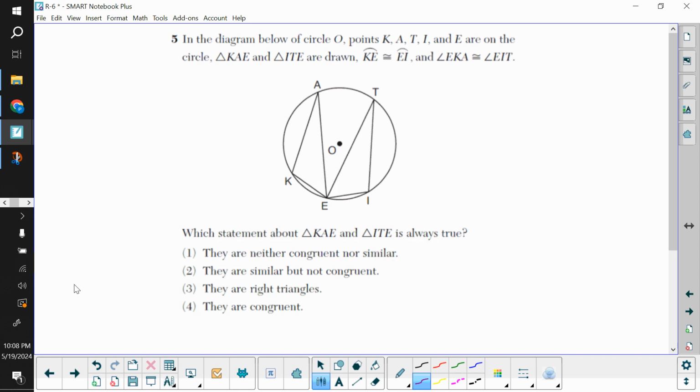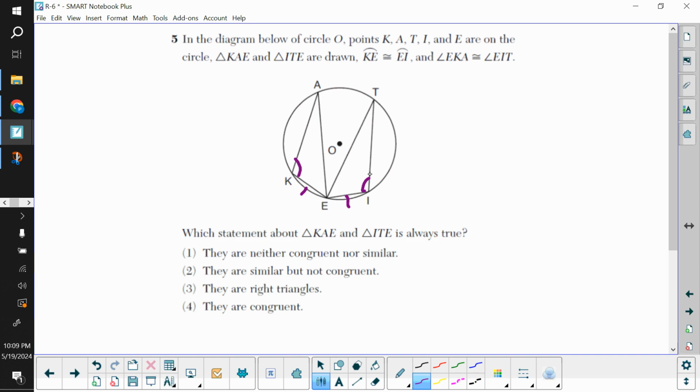All right, moving on to question 5. We have circle O, that means O's our center. K, A, T, I, and E are on the circle. Our two triangles are drawn. We've got that arc KE is congruent to arc EI. Angle EKA, so this angle here, is congruent to EIT, so I is the middle letter, so that angle there. And we want to know which of these is always true.